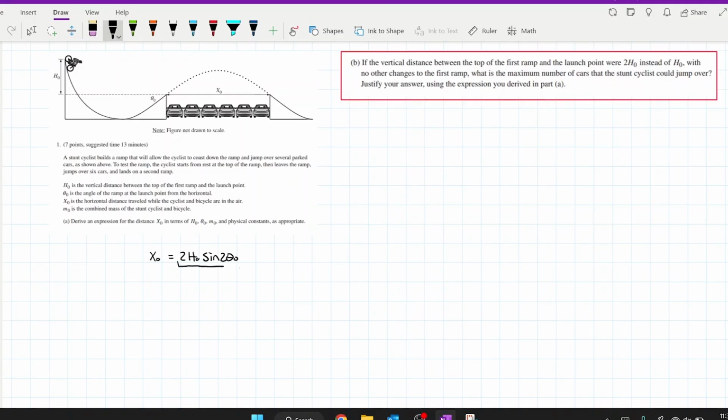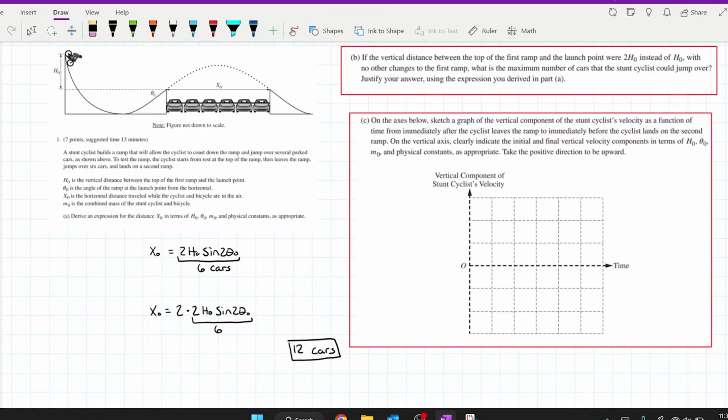Now that we have an expression for x0, we can say that this is also equal to 6 cars. From there, we substitute in 2 times h0 for h0 and factor out this extra 2. We are now saying that x0 will be equal to 2 times 6 cars, which will be 12 cars.